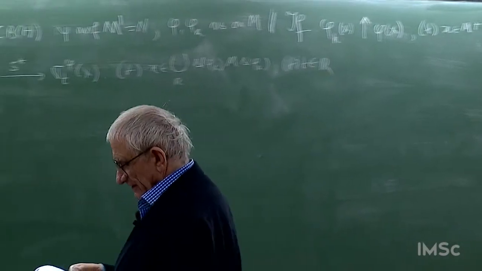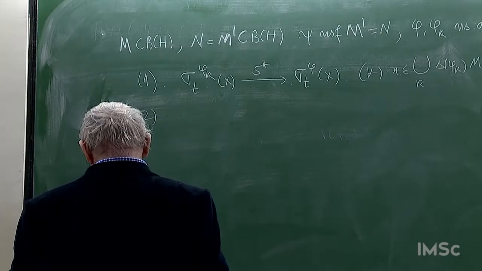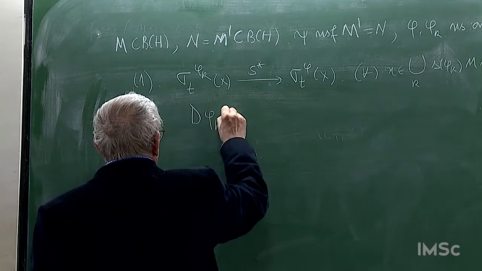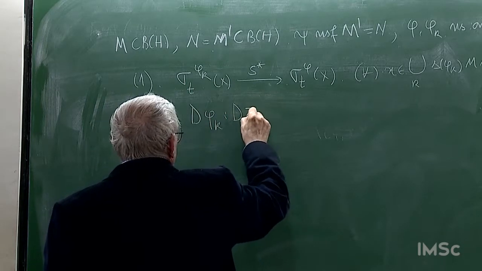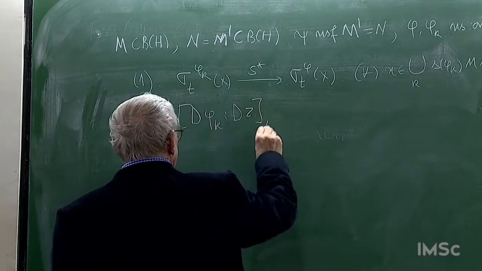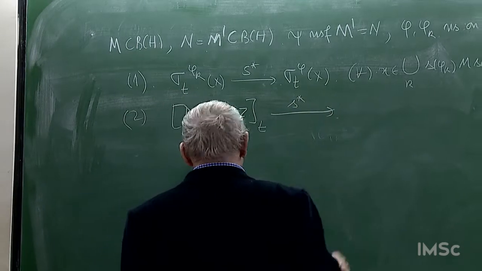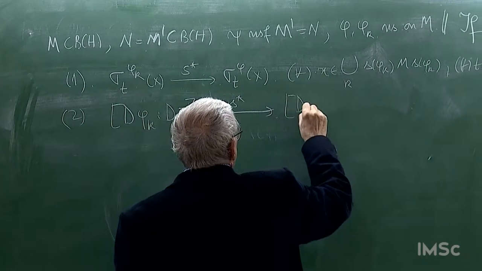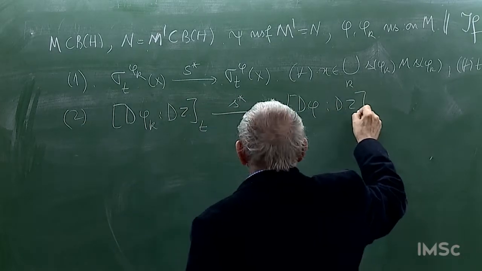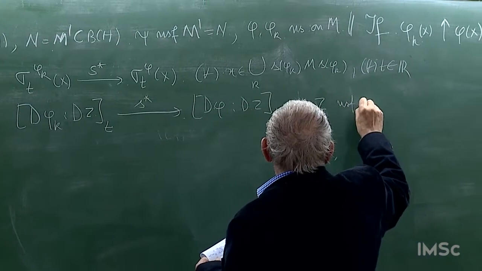Okay, and the second result is the following. What about the Connes cocycle derivatives? The derivative D phi k with respect to another NSF weight on M, theta, converges ultra strongly star to D phi with respect to theta, where theta is NSF on M.